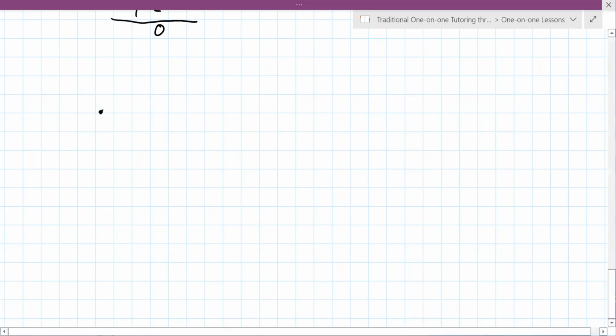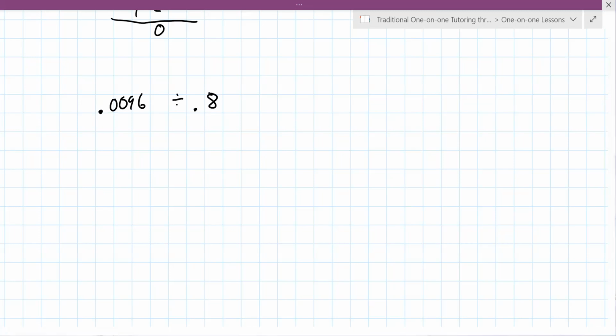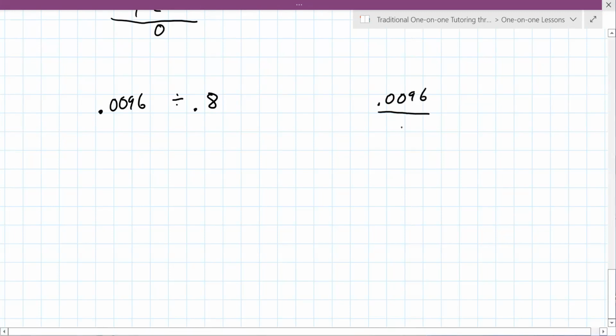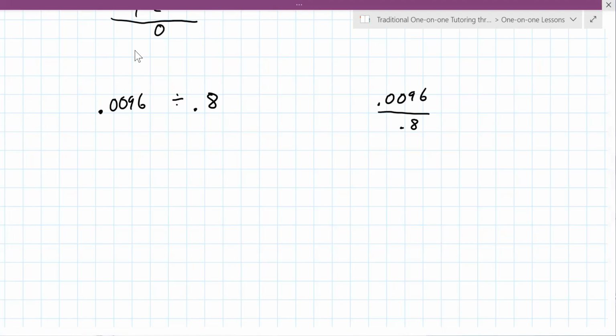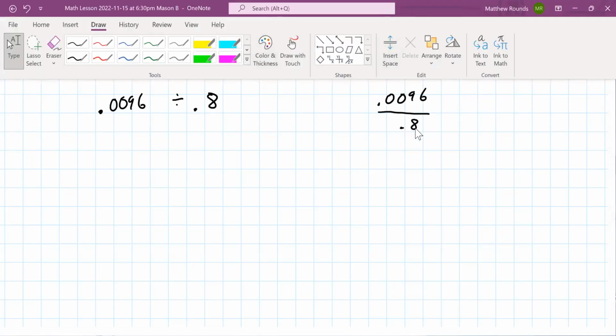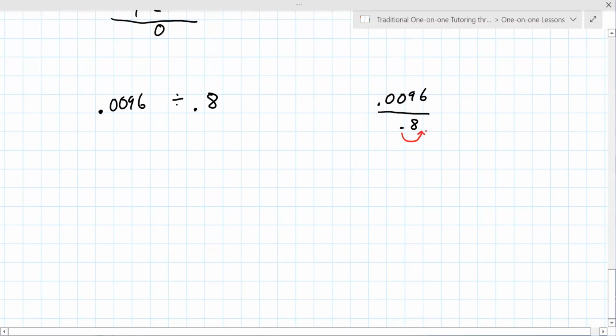Okay, Mason. So we're going to do 0.0096 divided by 0.8. All right. So just like the last problem that we did, you have an issue here. The fraction has a decimal on the bottom. So what should you multiply the top and bottom by? What should you multiply both numbers by? 1,000. 1,000's too much. Only the bottom number needs to become a whole number. Oh, 10. So you multiply them both by 10.